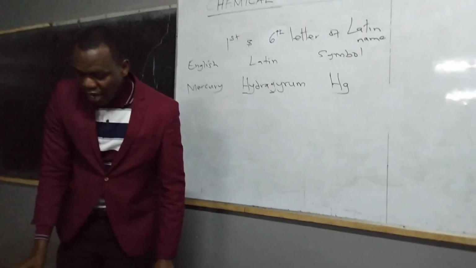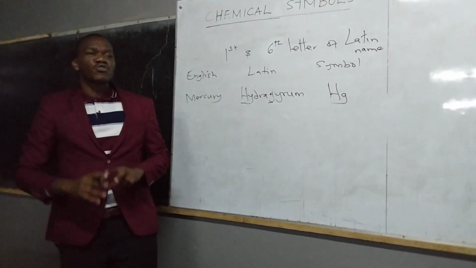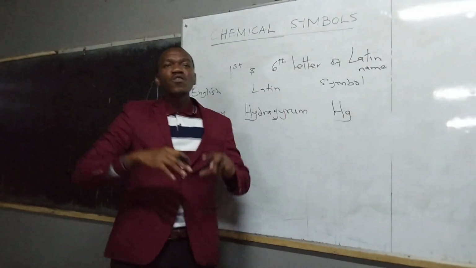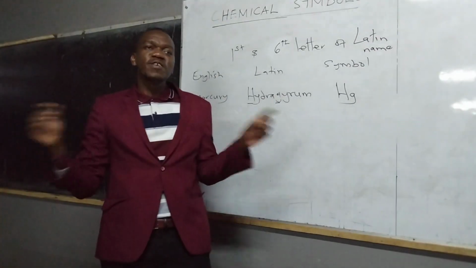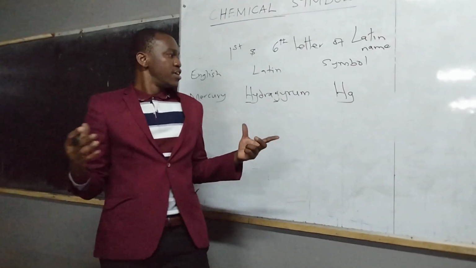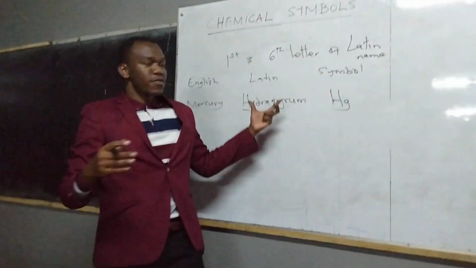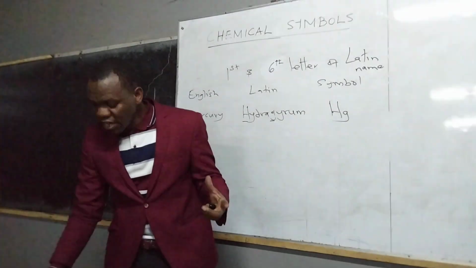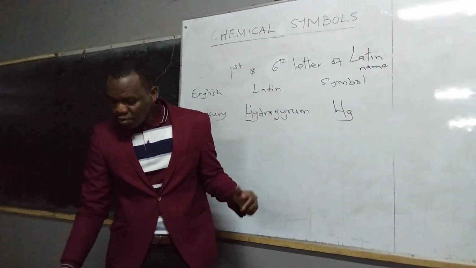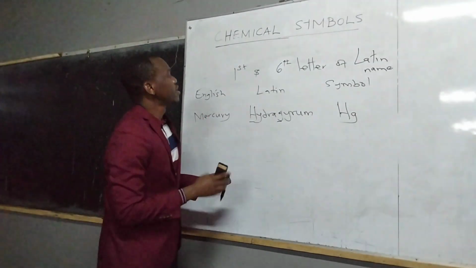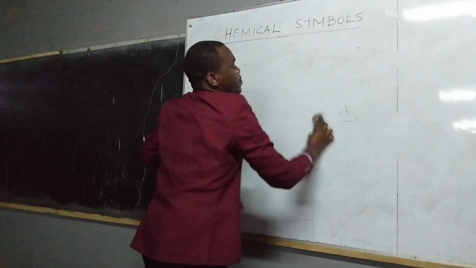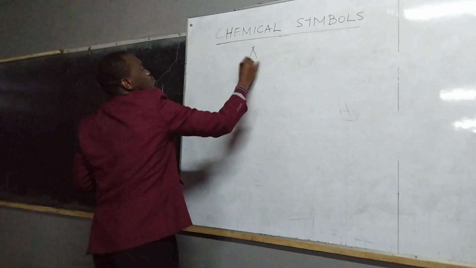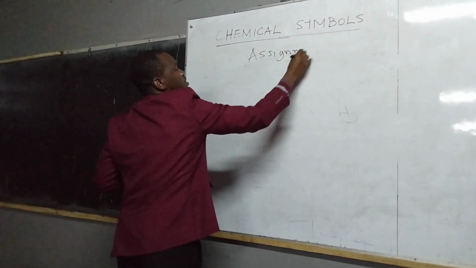Now, I know we are not able to exhaust all the elements because we have over 100 known elements. In fact, there are some that have never been discovered up to now. So those are just some of the few elements that we have. Before I end the lesson, let me give you an assignment which you can work out.